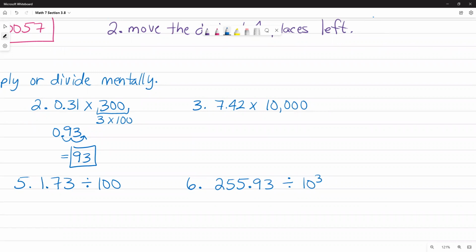Now for number 3, I have 7.42. And am I multiplying or dividing? Multiply. Right, we're multiplying. So I move my decimal to the left or the right? To the right, yeah, to the right. How many times? 4, perfect. So 1, 2, 3, 4. If my decimal goes here, how many zeros do I need to annex in? 2 more zeros. So my answer is 74,200. Making sense?